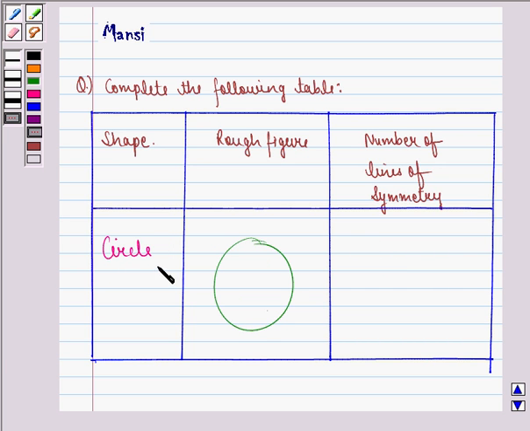The last part is the circle. Now this is the rough figure for a circle. Now let us find out the number of lines of symmetry. Let this be the center of the circle. So the first line of symmetry will be this.